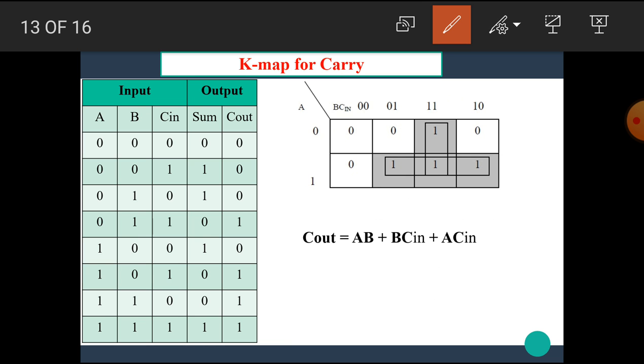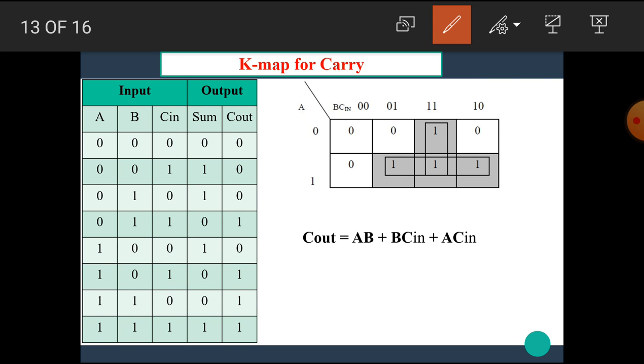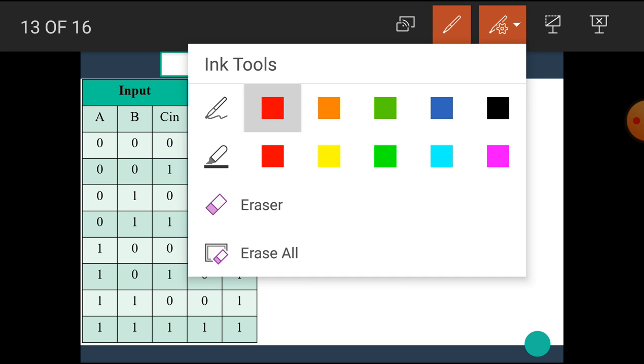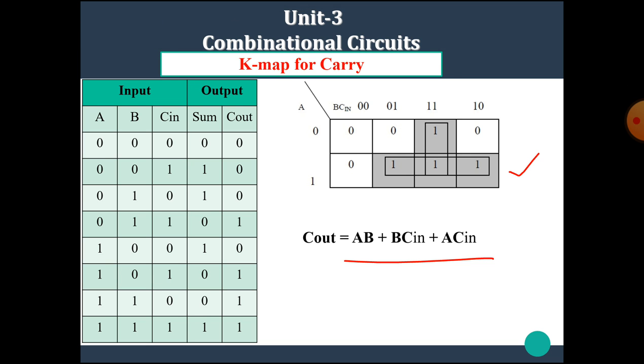Now let's find the k-map for the carry. The carry is 1 for the combinations A equal to 0 and BC equal to 1 1, then 1 0 1, then 1 1 0, and the last one 1 1 1. We get three pairs here: this is the first pair, this is the second pair, and this is the third pair. After simplification of these pairs, we get the equation for C out as A into B plus B into C in plus A into C in.